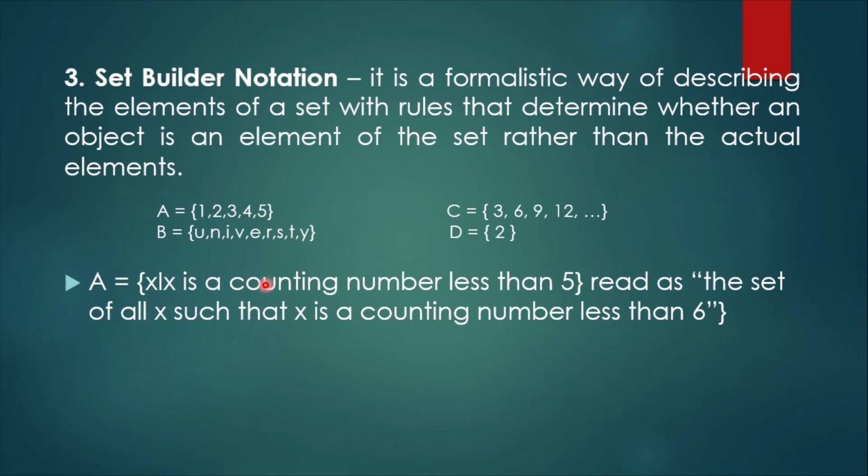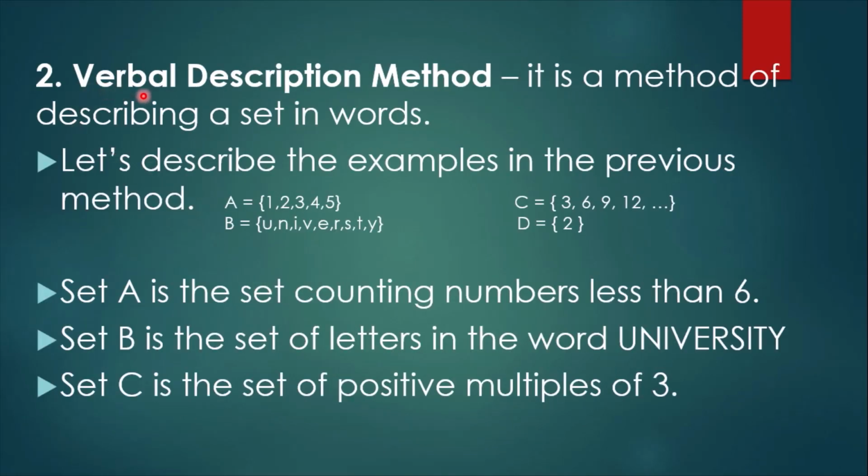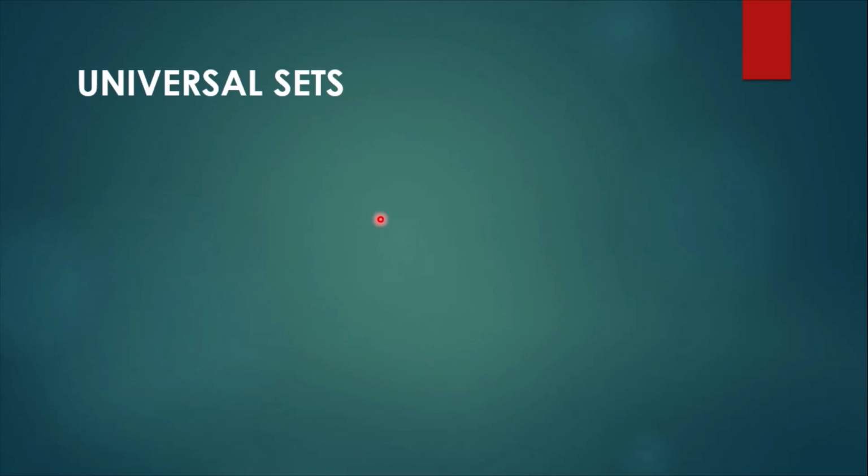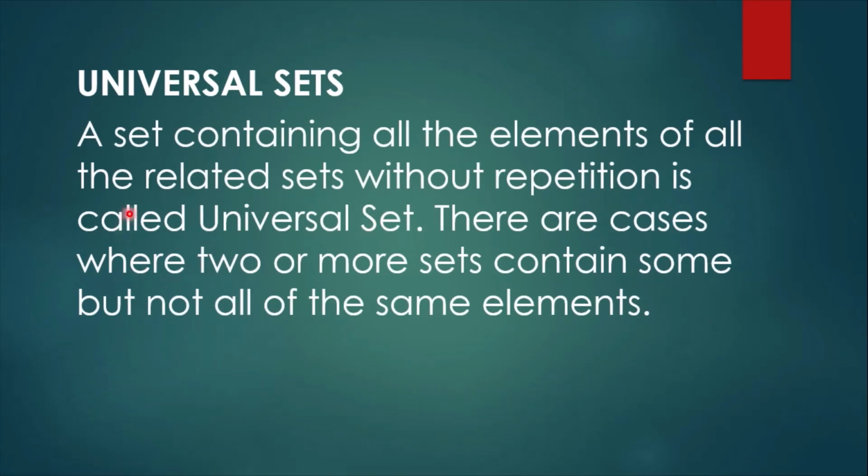We have the set builder notation, and we have the roster description method. Now, let's have these universal sets. A universal set is a set containing all the elements of all related sets without repetition. So, ibig sabihin, lahat ng sets or lahat ng elements doon sa set ay nakapaloob kay universal. So that is why it's called universal. Okay, so there are cases where two or more sets contain some but not all of the same elements. Totoo ito, pero lahat ng elements doon sa lahat ng sets ay nakapaloob kay universal set.